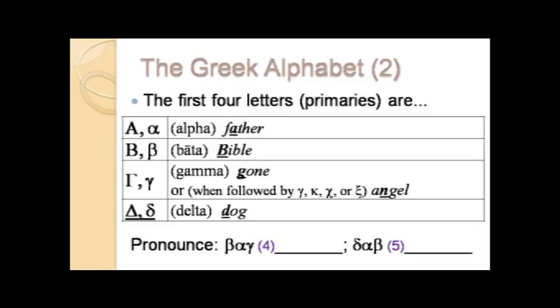The way that you can tell when it sounds like one and when it sounds like the other is that in most cases it's going to sound like a G, like the G in gone. However, if it's followed by another gamma or anything that makes kind of a C sound, like kappa, chi, or xi, any of those sounds that have kind of a C sound to them, then you pronounce it as the N in angel. So most of the time it's a G sound, sometimes it's an N sound depending on what follows it. And then the last one of the primaries is delta. It sounds like the D in dog. Okay. Alpha, beta, gamma, delta.